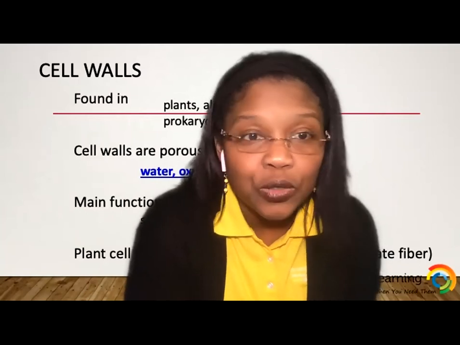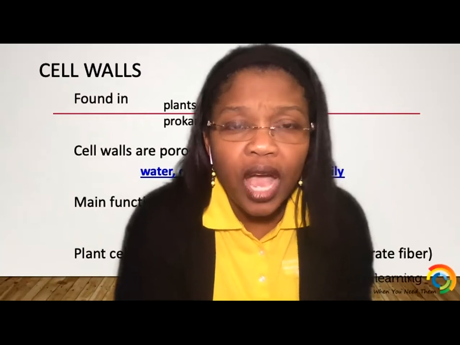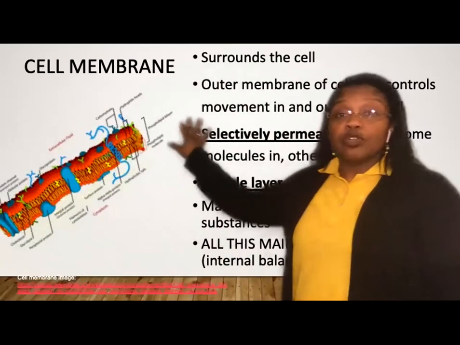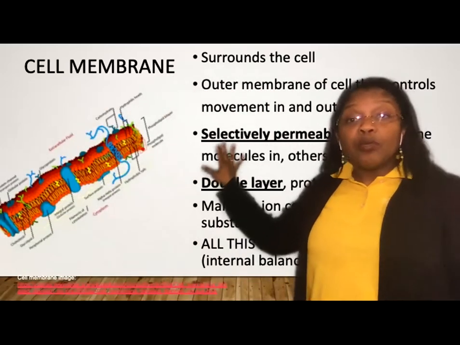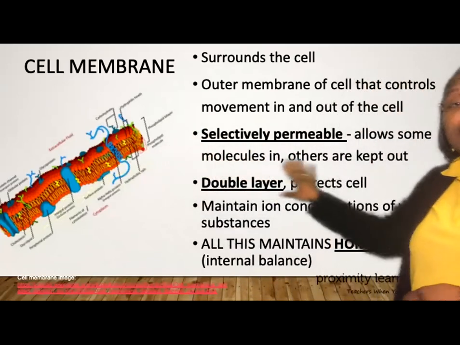Watch my time too. All right, so next thing up. We have a cell wall, but you also have a cell membrane, sometimes called a plasma membrane. It also surrounds the cell. It is an outermost layer. It can control things going in and out of the cell. It's what they call selectively permeable.